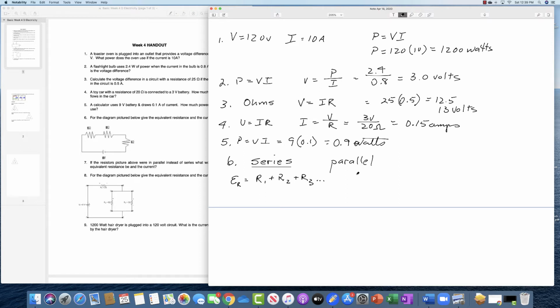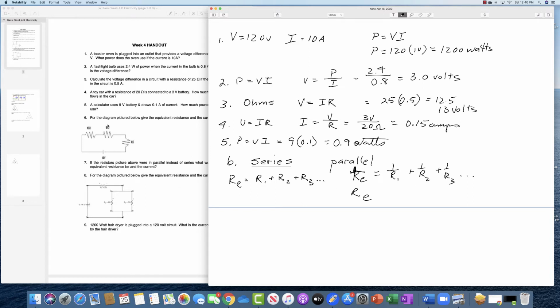In a parallel situation, let's say this a little differently here, we can call this RE. 1 over the equivalent resistance is equal to 1 over R1 plus 1 over R2 plus 1 over R3, etc. So once you find this answer, to get RE, you have to take the inverse of whatever you find for the answer here.